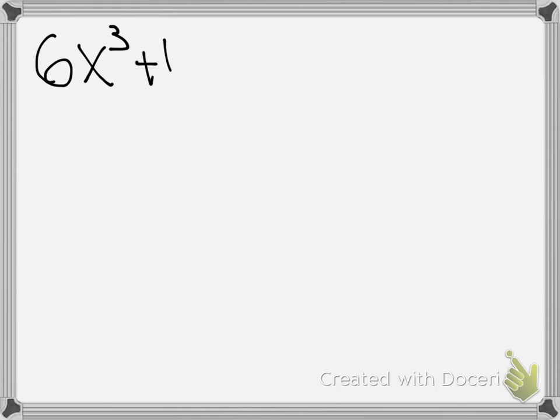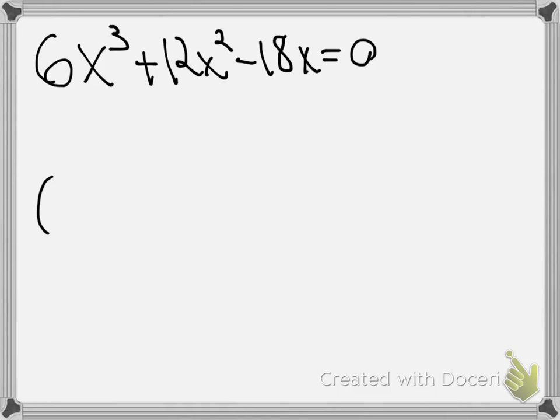Now we need to set it equal to 0 so we can find where it's 0. Where it's 0, the slope of the tangent line is 0, which means that's where we'll find the mins or the maxes.